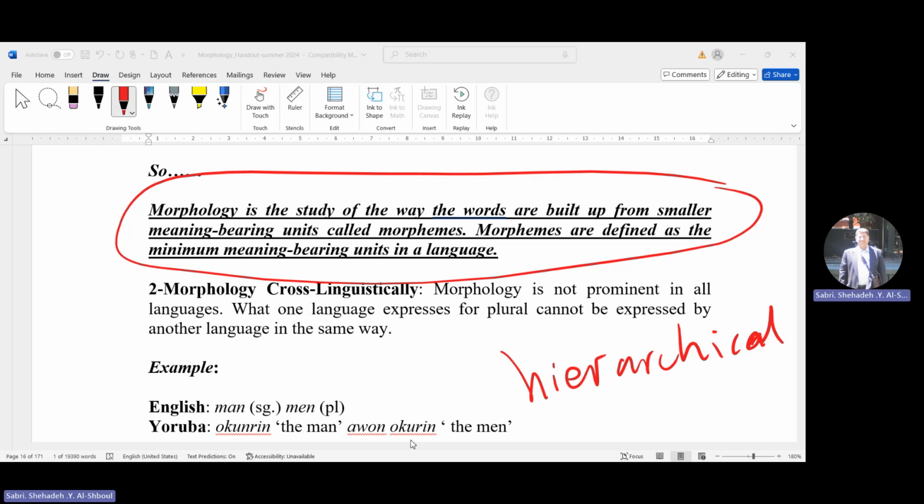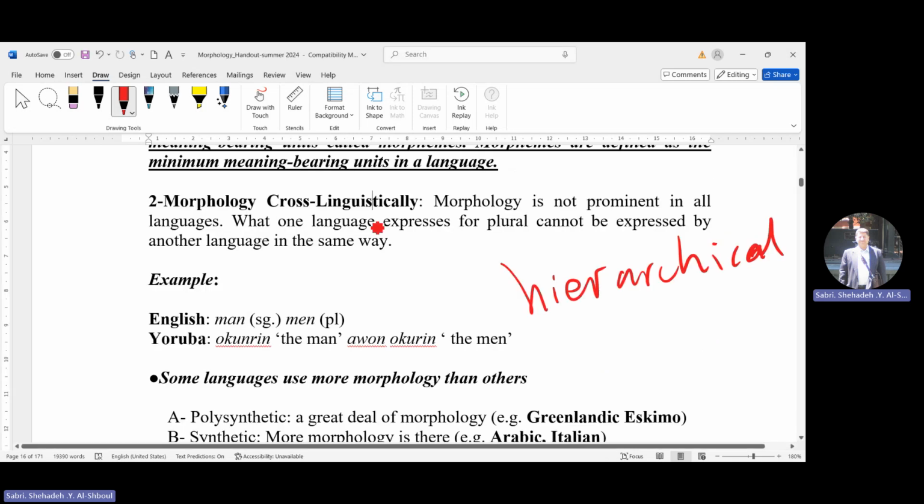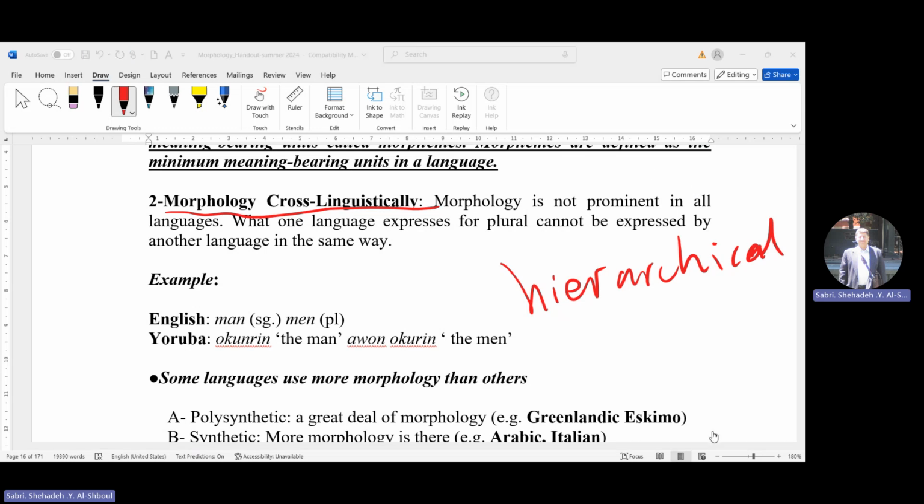Now we move to another issue, which is morphology cross-linguistically. Typically, when we say morphology cross-linguistically, it means how much morphology there is in the languages. I mean, to what extent can this language express its own inflectional, derivational, compounding levels using morphemes. So morphology is not prominent in all languages. So what one language expresses for plural cannot be expressed by another language in the same way.